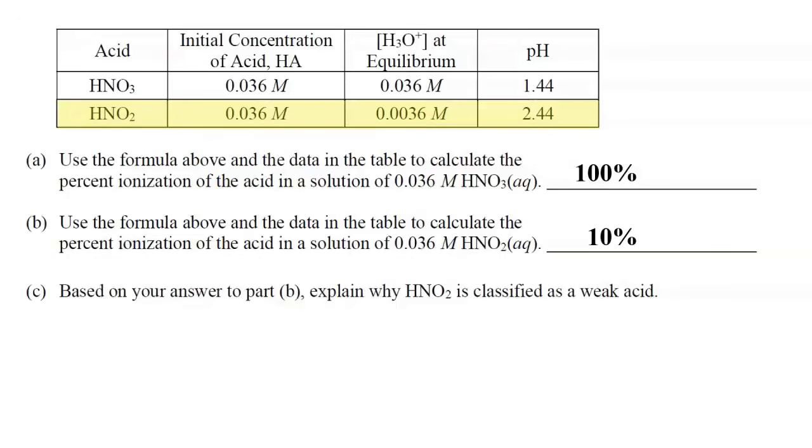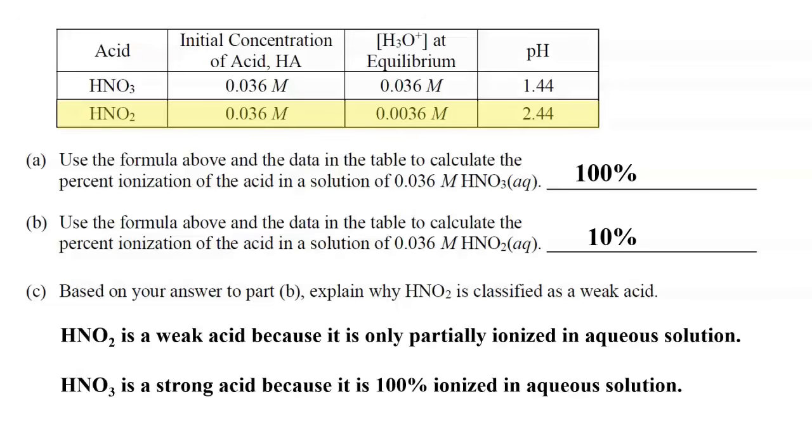So part C says, based on your answer to part B, explain why HNO2, nitrous acid, is classified as a weak acid. HNO2 is a weak acid because it is only partially ionized in aqueous solution, whereas HNO3, nitric acid, is a strong acid because it is 100% ionized in aqueous solution. There are only 6 strong acids that you have to memorize for the AP chemistry exam, but there's a vast list, plenty of examples of weak acids that we will talk about in topic 8.3.